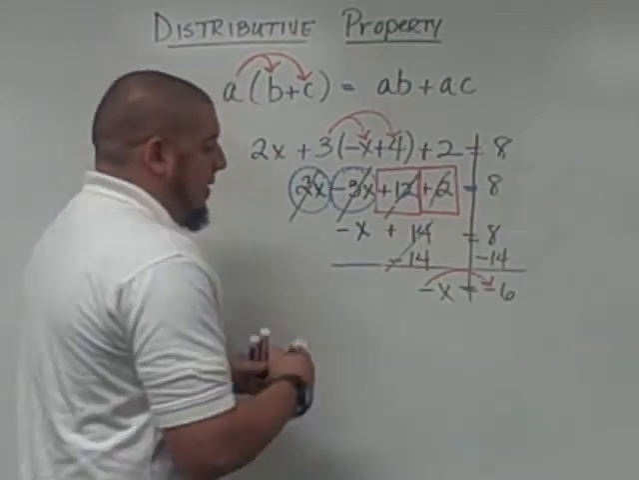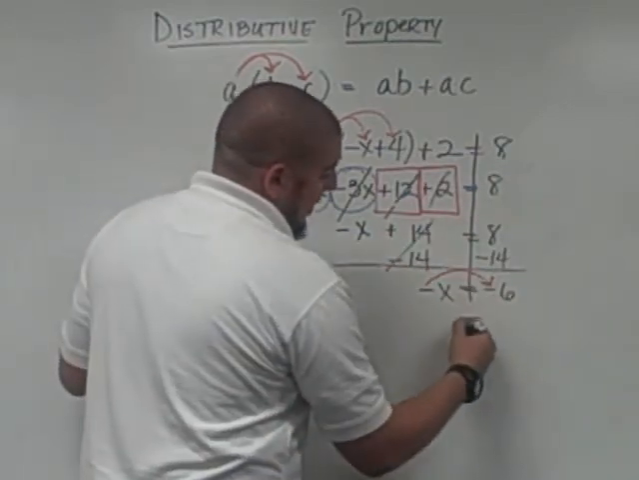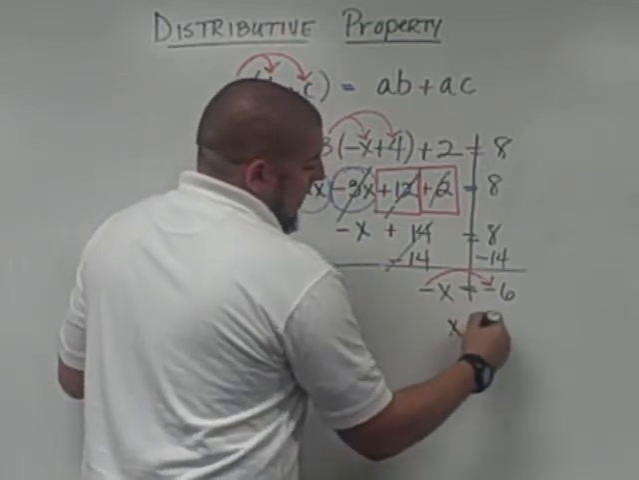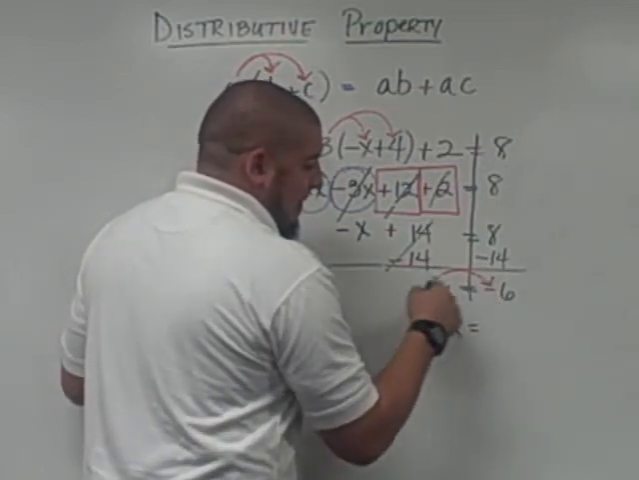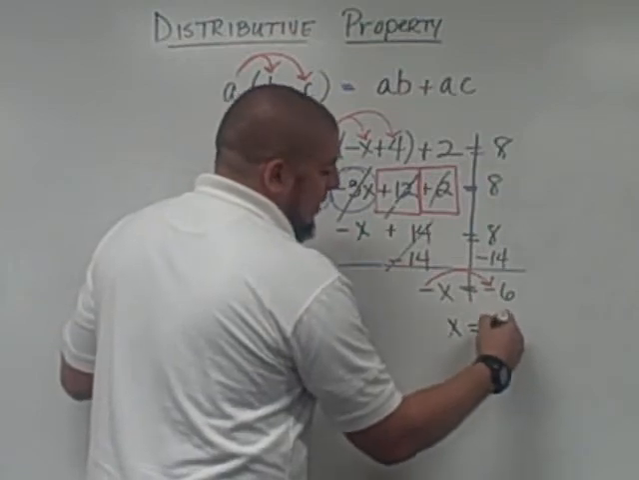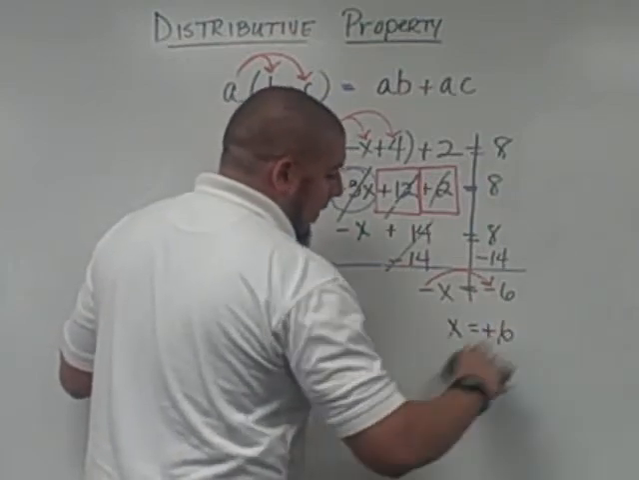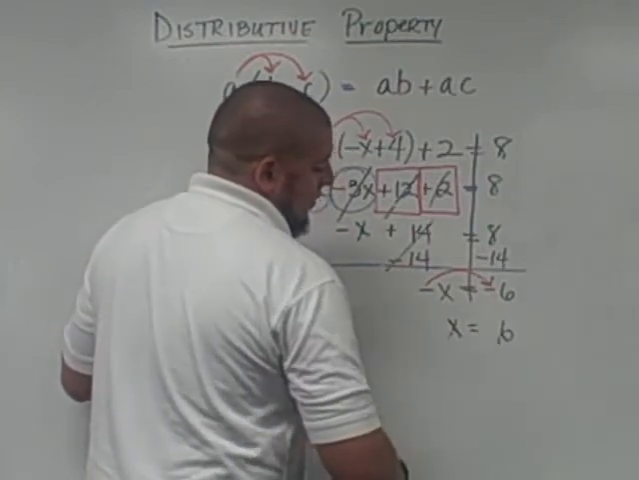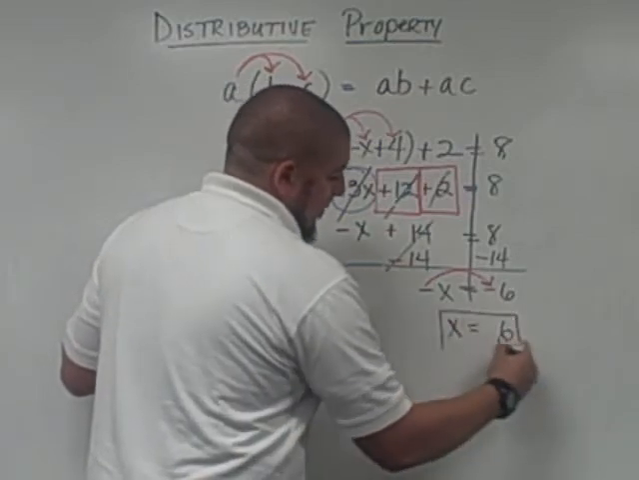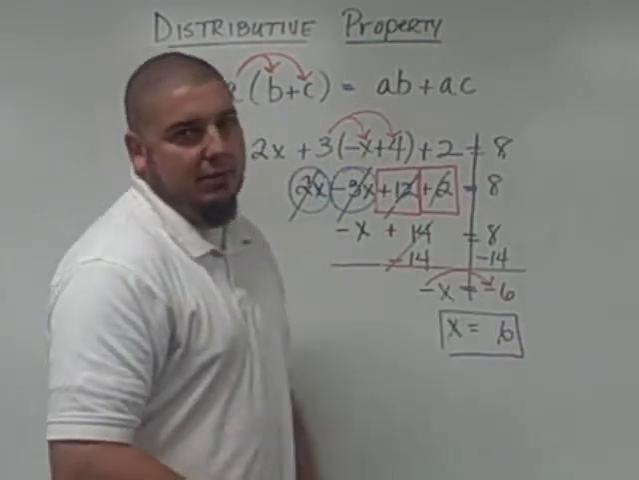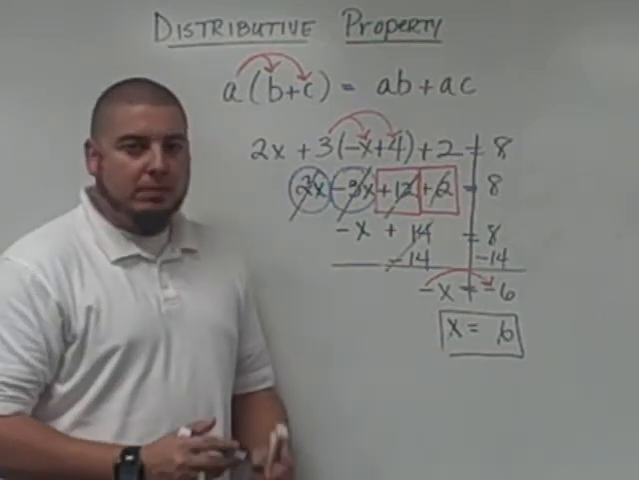When I change the signs on the other side of the river, this negative is gone because I threw it over there, so it becomes x. This negative changes because I threw a different negative over there, and it turns into a positive 6, or x equals 6. Same solution. This is just kind of a shortcut versus dividing by negative 1. Okay?